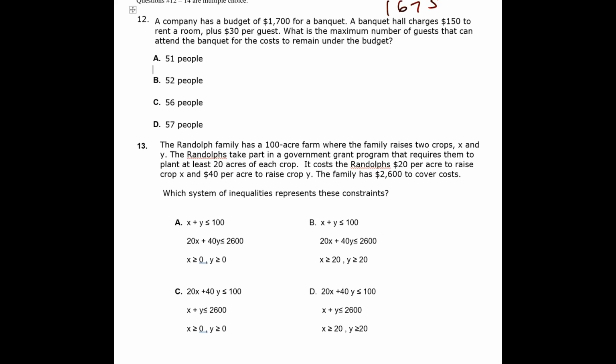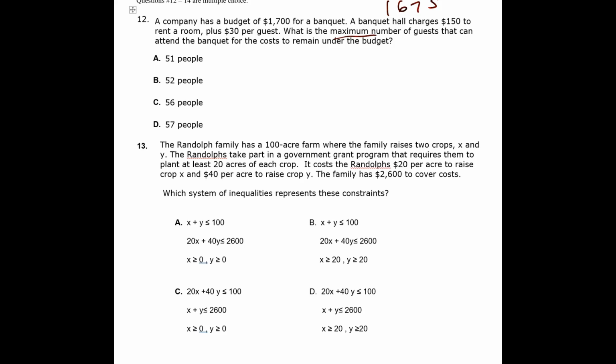A company has a budget. This is the 12 that was at the top. The banquet hall charges $150 to rent a room plus $30 per guest. What is the maximum number of guests? This is not quadratic. This is a linear inequality. Okay, well, it's really just an inequality. Honestly, it's not linear because you need a y and x. What is the maximum number of guests that can attend the banquet for the cost to remain under the budget?